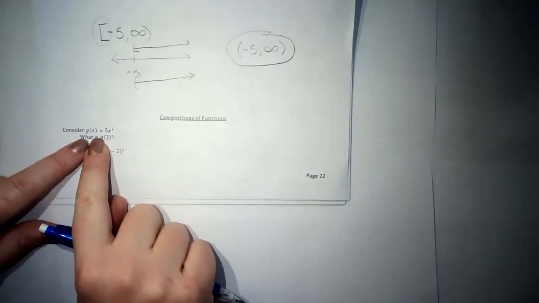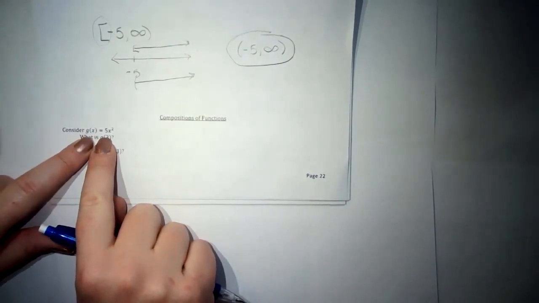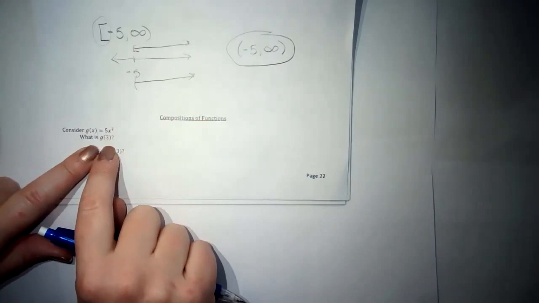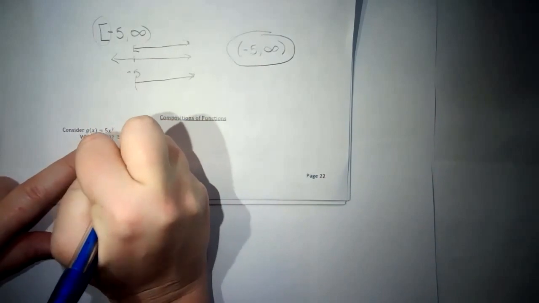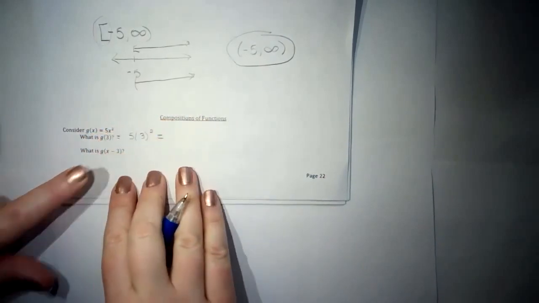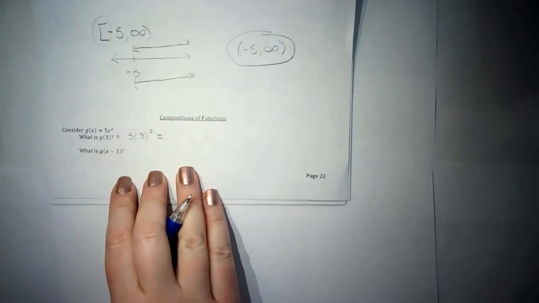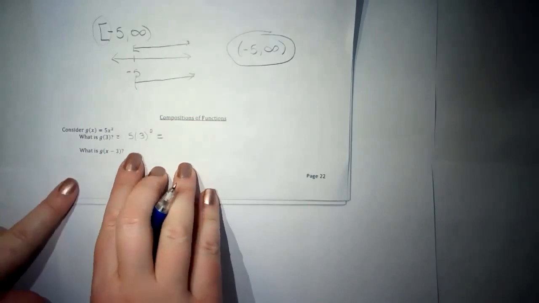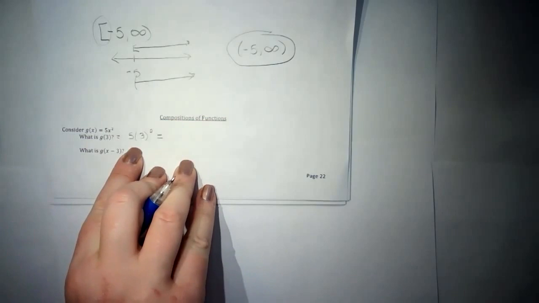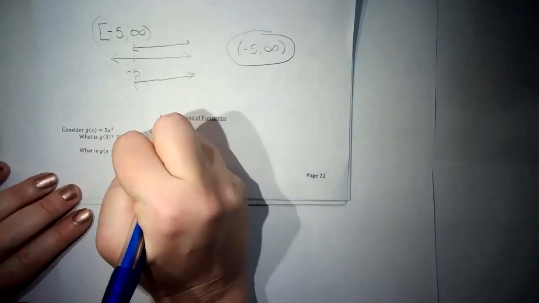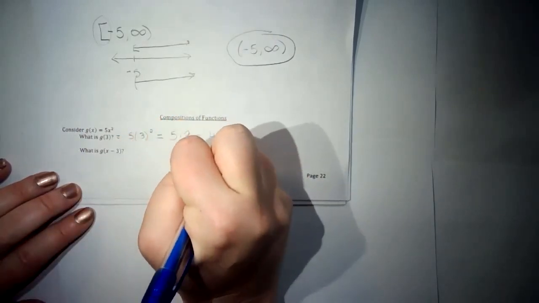So let's say we have g of x and it equals 5x squared. What's g of 3? What would you do with the 3? You're going to plug it in for x. So it's going to be 5 times 3 squared. Okay, be really careful here, because I still, every once in a while, will run into a student that thinks they're going to take 15 and square it. Exponents first. So you're going to have 3 squared and then multiply it by your 5.